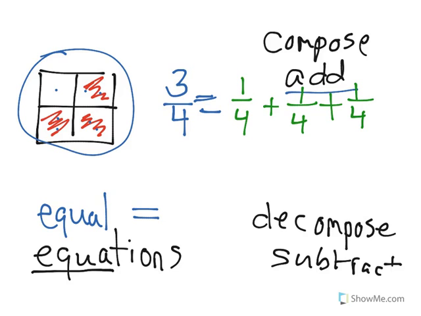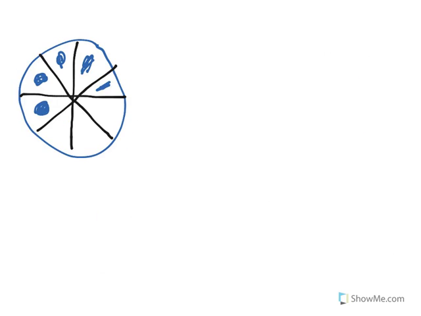Let's look at another example. So the first thing I have to do is figure out my fraction. So remember, fraction is a part over a whole. The whole is how many slices you have in this circle. So we have 1, 2, 3, 4, 5, 6, 7, 8. So I would have 8 as my denominator. The part is the number of slices that are colored in blue. 1, 2, 3, 4, 5. So my fraction would be 5/8.